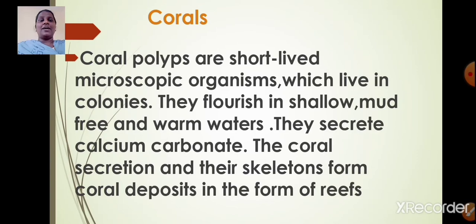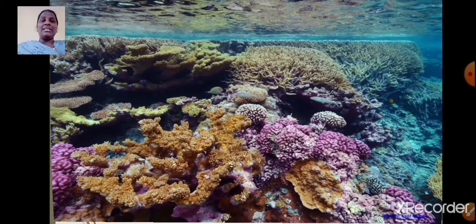Coral polyps are short-lived microscopic organisms which live in colonies. They flourish in shallow, mud-free and warm waters. And what do they secrete? They secrete calcium carbonate. The coral secretion and their skeletons form coral deposits in the form of reefs, and thus coral islands are formed. You can see here the image of the coral reef.